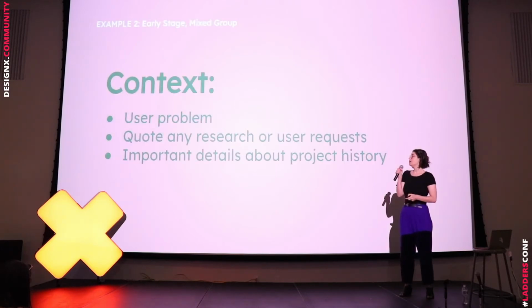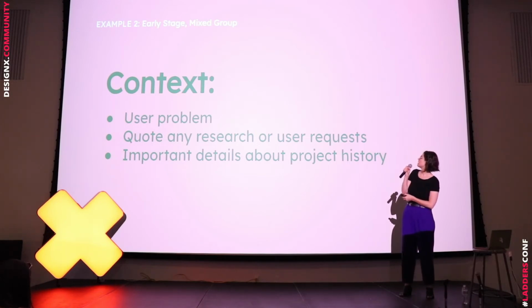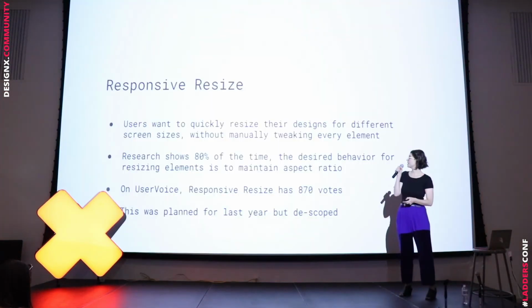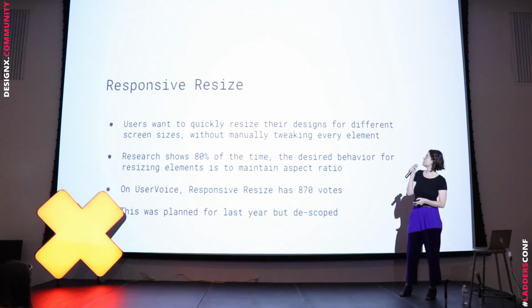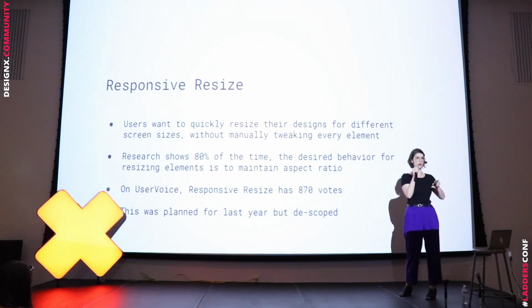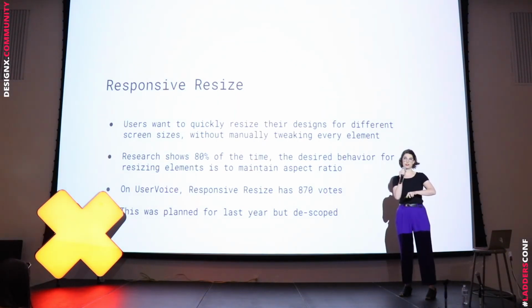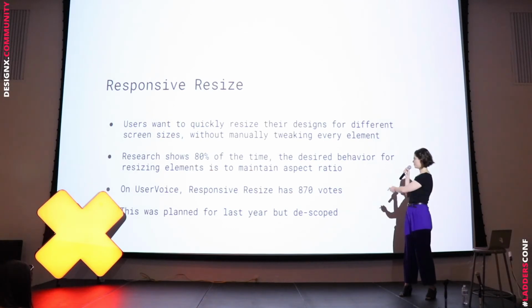So, for context, I would say user problem, always good. If you're presenting to a mixed group, it's really helpful to quote any research or user requests. And then, again, any important details about the project history. So this is an example of a slide I would put before the work, just to set it up. User problem, some research, some user voice statistics.